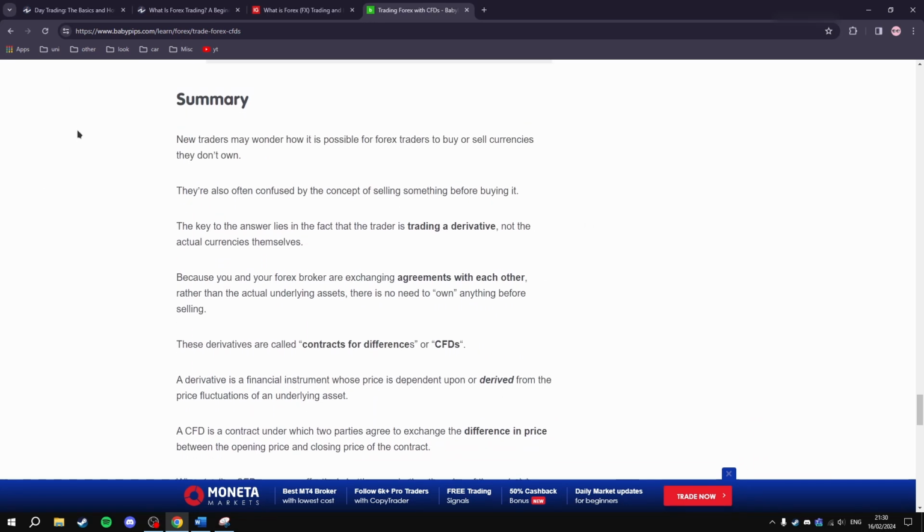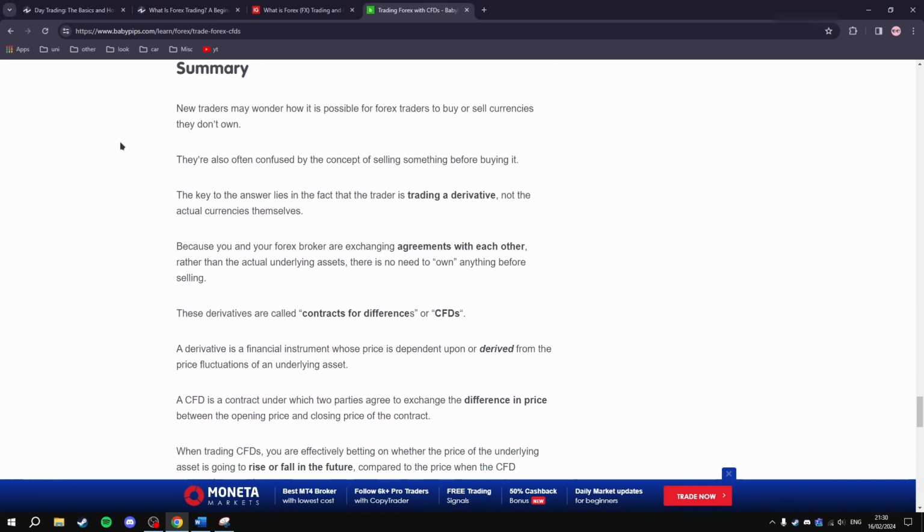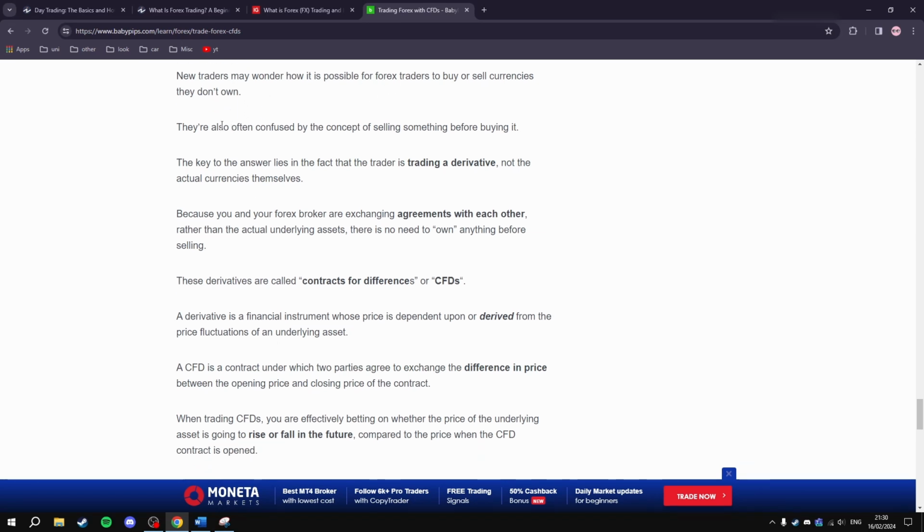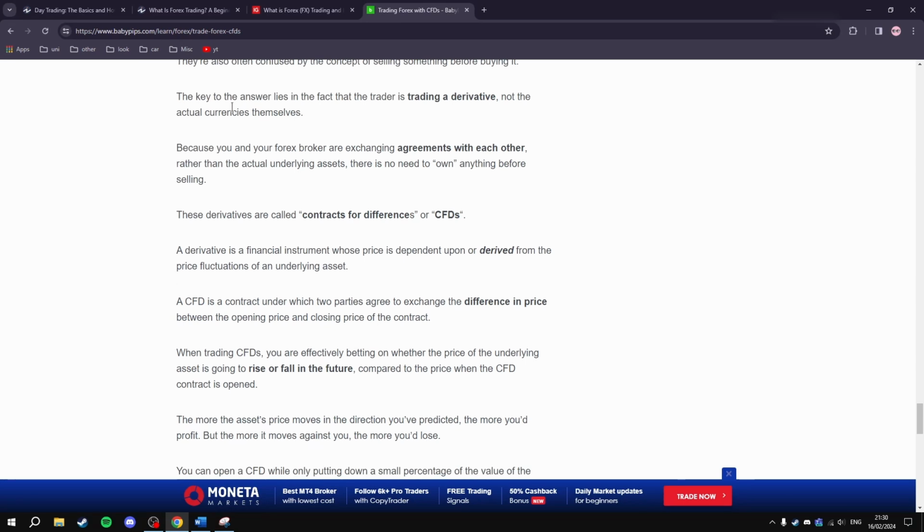Okay. New traders may wonder how it is possible for Forex traders to buy or sell currencies they don't own. They are also often confused by the concept of selling something before buying it. The key to the answers lies in the fact that the trader is trading a derivative, not the actual currencies themselves. Because you and your Forex broker are exchanging agreements with each other, rather than the actual underlying assets, there is no need to own anything before selling.